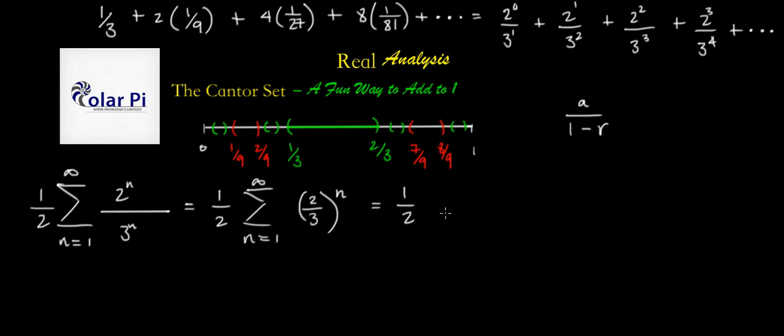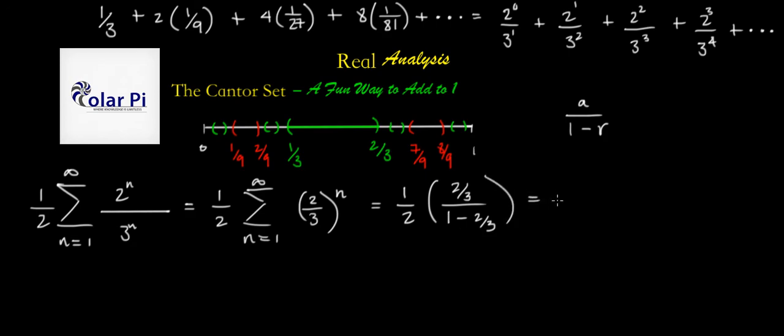So 1/2, and then this infinite sum converges to that, where again a is the first term, so that's when n is equal to 1. So that's 2/3 for a, divided by 1 minus the common ratio, which is 2/3. We're multiplying by 2/3 each time in this infinite series. So 1 minus r is 1 minus 2/3, the thing we're multiplying by each time.